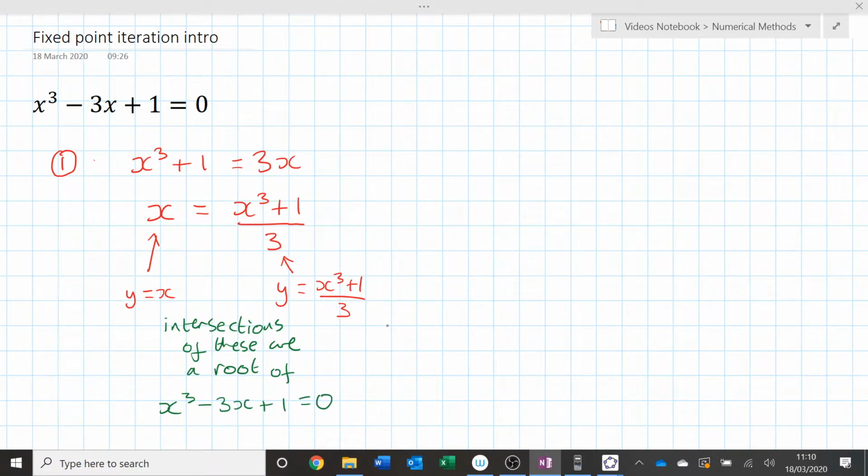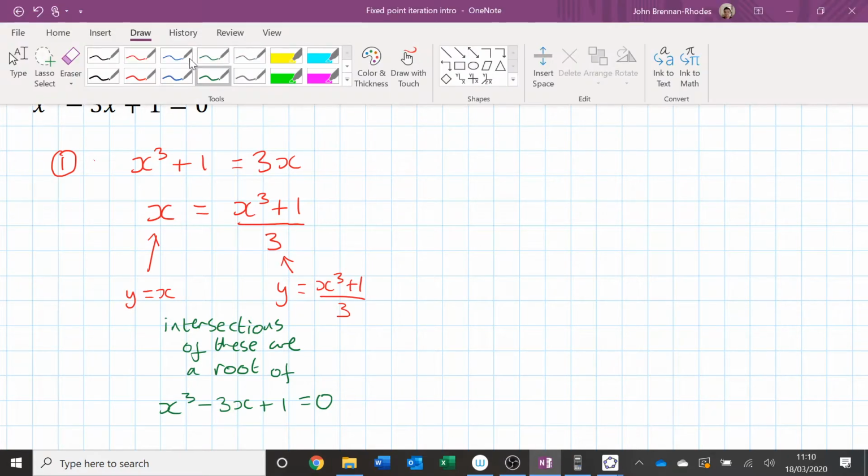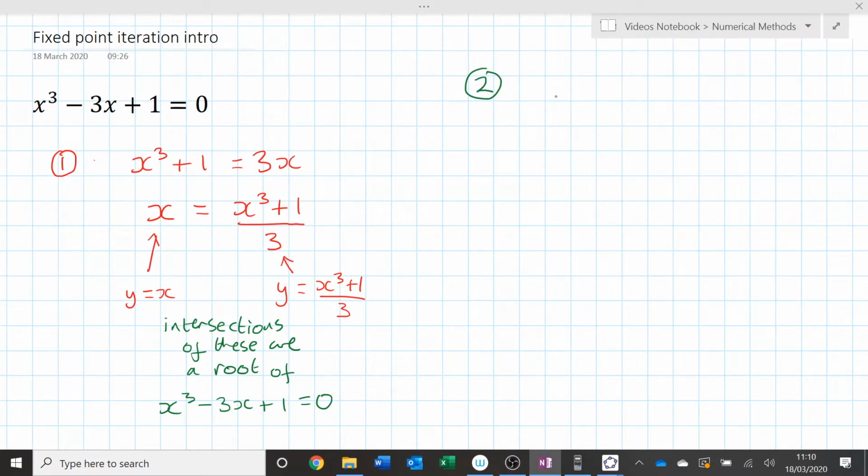Okay, so that might at first go, well, so what? What's the point in that? Well, you're going to have to be patient a little bit. I'm going to show you that we can actually just do this a different way. So I could just choose a different rearrangement. Another rearrangement that I could do is I could say, what if x cubed is equal to 3x minus 1. So I take the 3x and minus 1 onto the other side, and I could say divide both sides by x squared, and I get this.